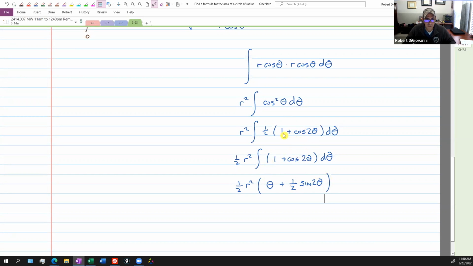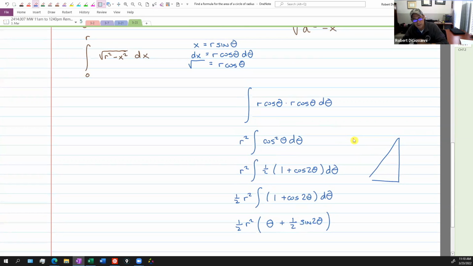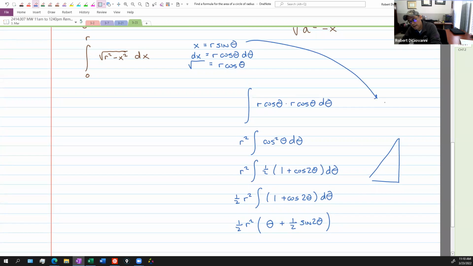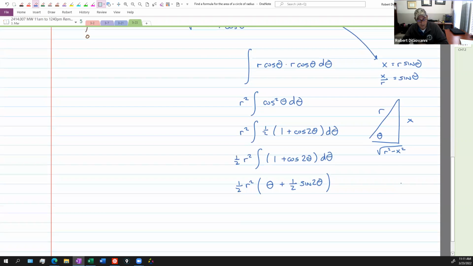Okay, we need to get everything back in terms of x. So this is where I'd use my reference triangle. Here, x was equal to r sine theta. Divide both sides by r. So sine theta is x over r. So if this is theta, sine is opposite over hypotenuse. This side is the square root of r squared minus x squared. And we still have more to do.